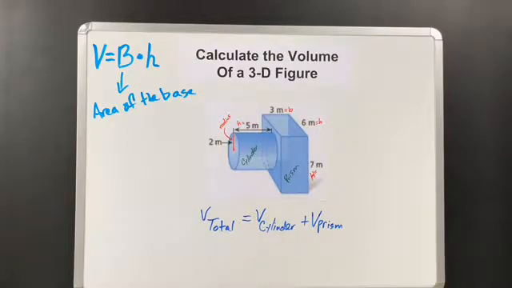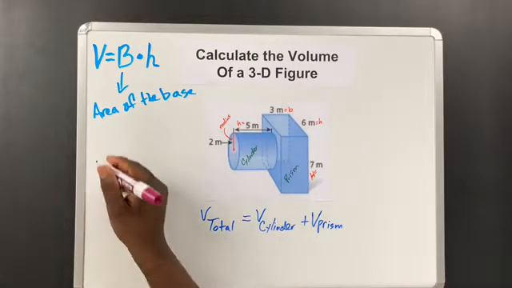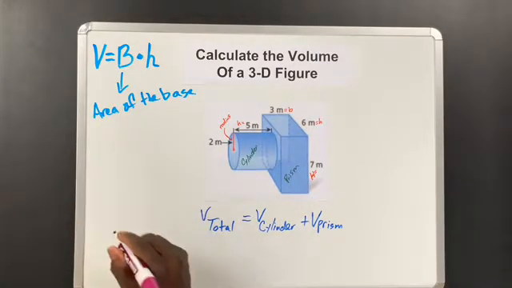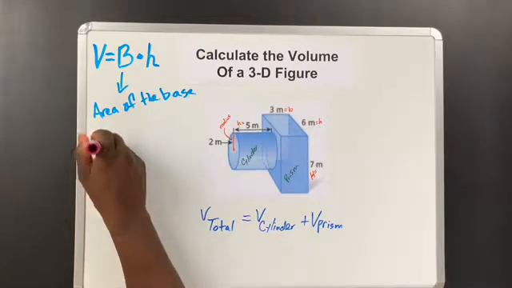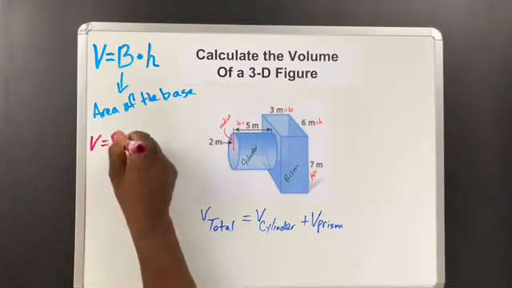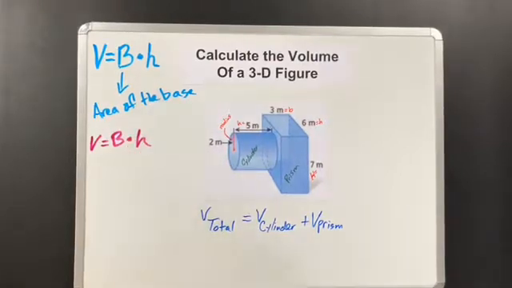All right, so let's go ahead and get started. First, let's calculate the volume of the cylinder. So we're going to start with the general formula, V equals big B times H.